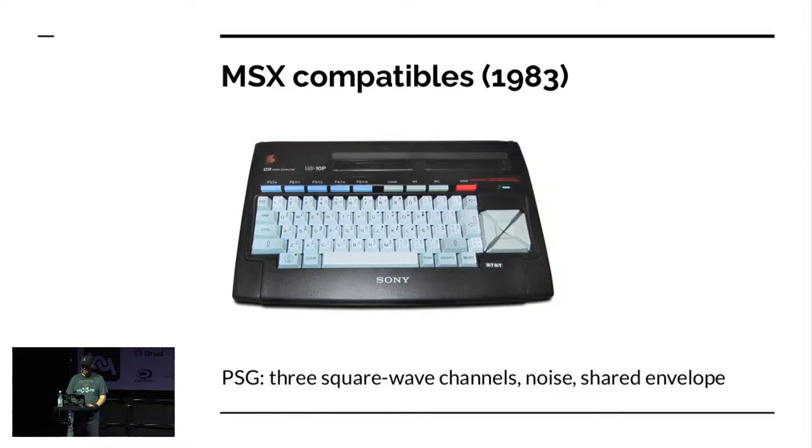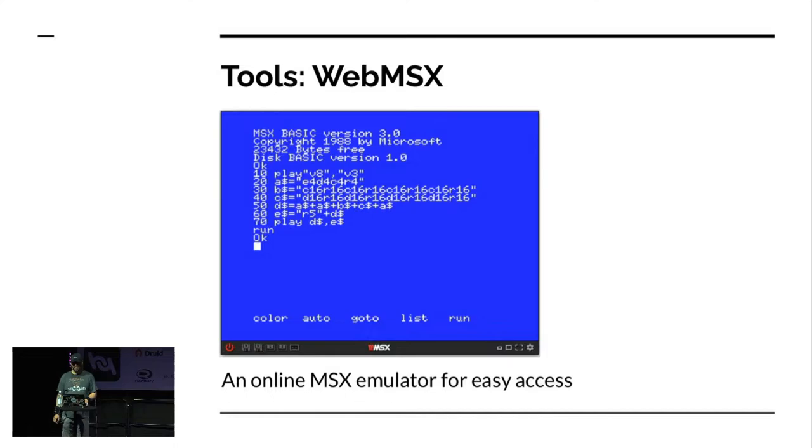And this is how they composed. So you would make a basic program in this WebMSX emulator. You would put the line numbers there, good old Basic. And you would use these play commands for playing back notes. You can see there E4, D4, C4, R4. This is the music markup language of MSX Basic that lets you make even multi-channel music.